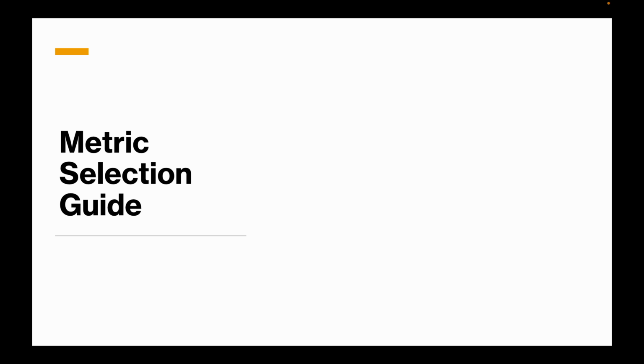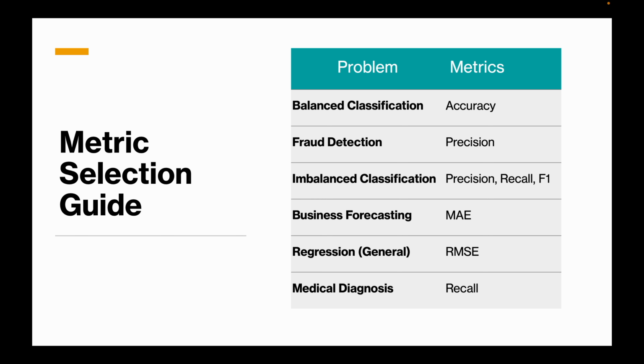Metrics selection guide. Evaluation metrics quantify model performance, and choosing the correct metric is always an important part. Therefore, here are some examples. For a problem like balanced classification, we can choose accuracy. For fraud detection, we can choose precision. For imbalanced classification, we can choose either precision or recall or F1 score.